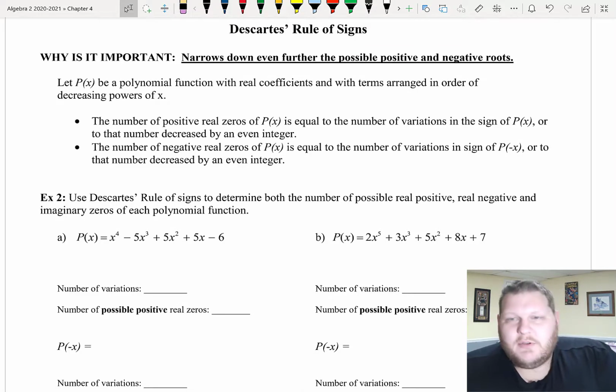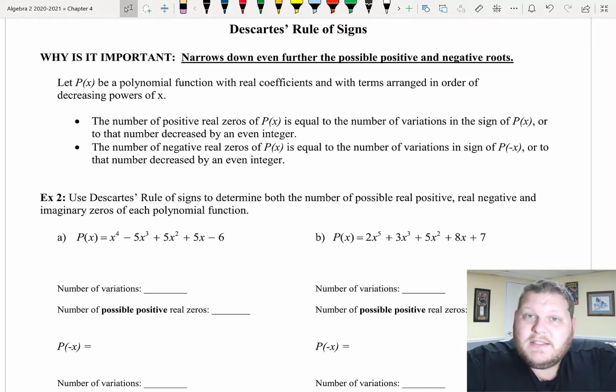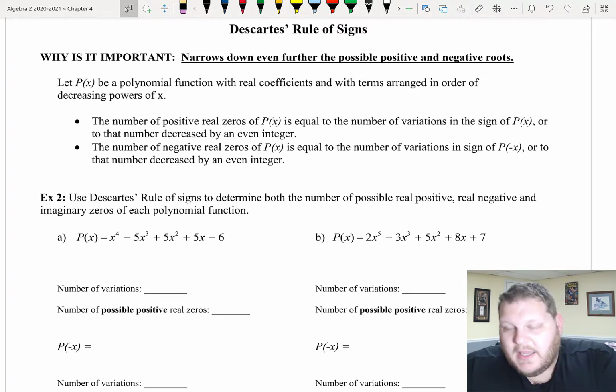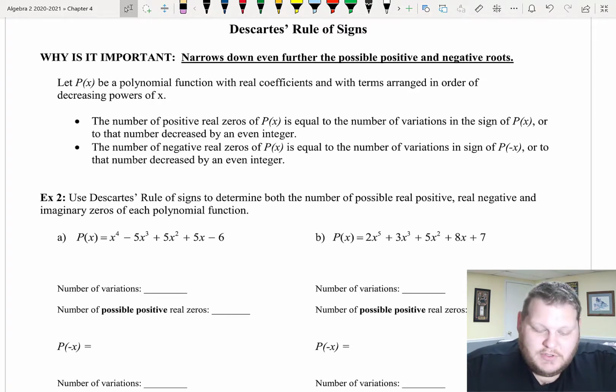Now, we've been able to, so far with those first 3 theorems, figure out and kind of know how many solutions we should be looking for, which helps us a little bit. But Descartes' rule of signs actually narrows it down even further, where we'll be able to figure out how many positive solutions we have and how many negative solutions we have. So what we have to do here is a couple of different things. We've got to attack this in 2 different stages.